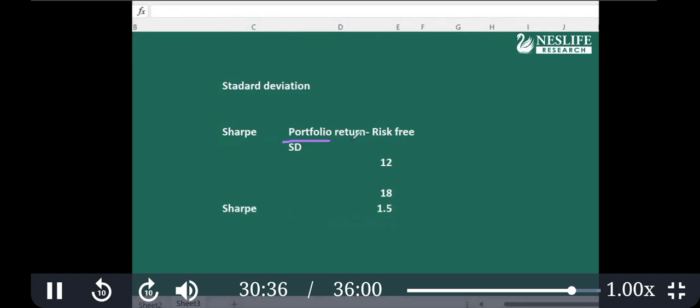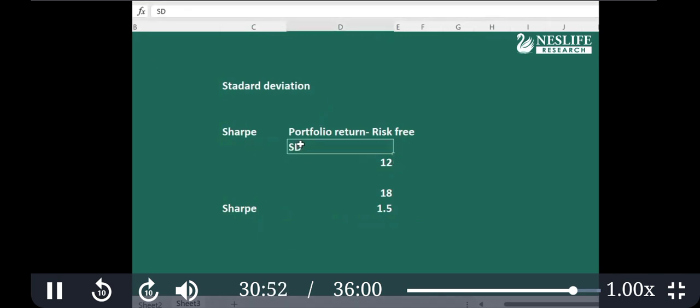To increase the Sharpe's ratio, portfolio return should increase, or else standard deviation should be low. Then only Sharpe's ratio will go up. But we are not taking Sharpe's ratio here. We are taking the Sortino. What is that Sortino?